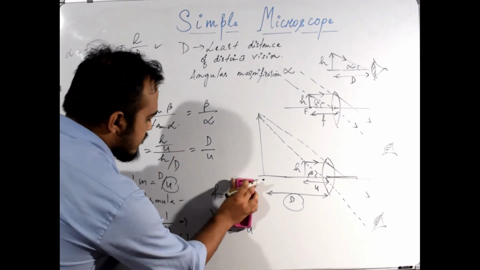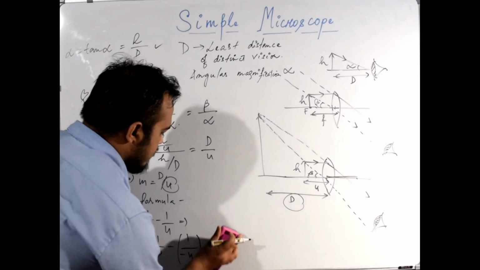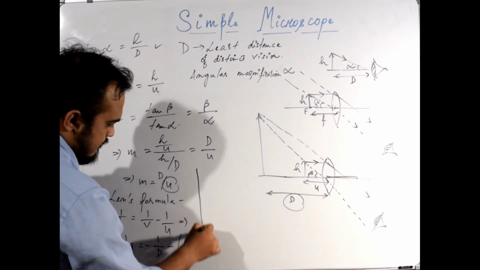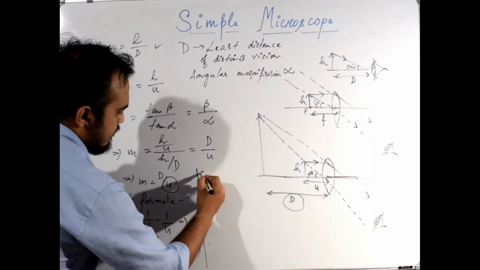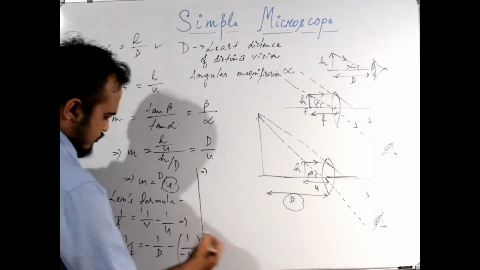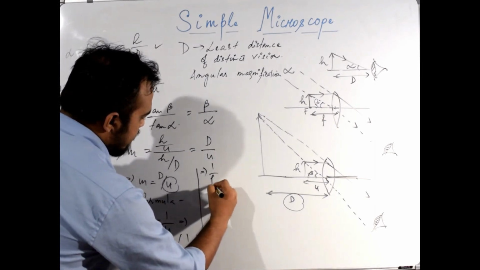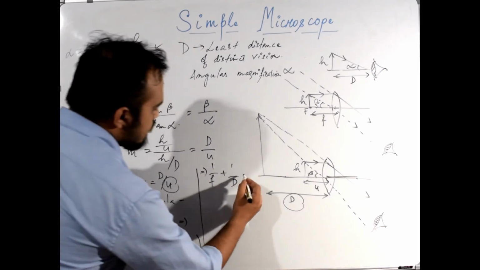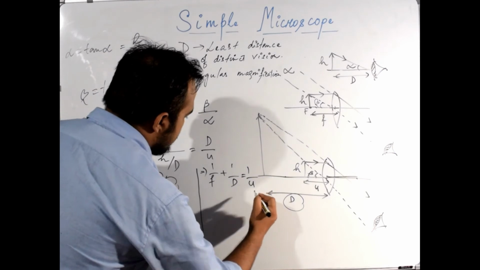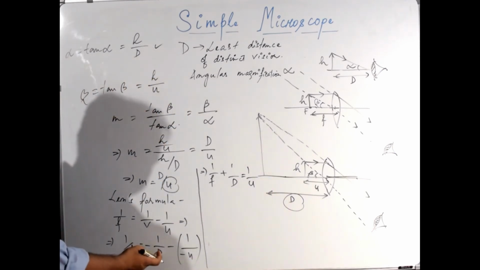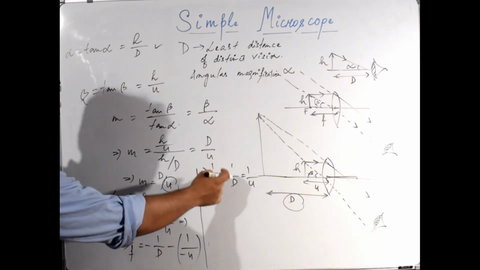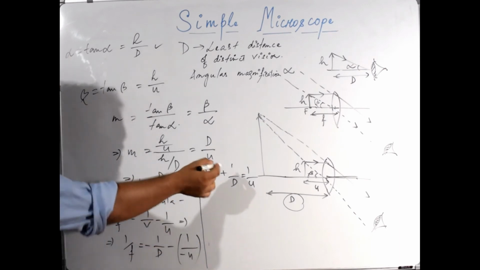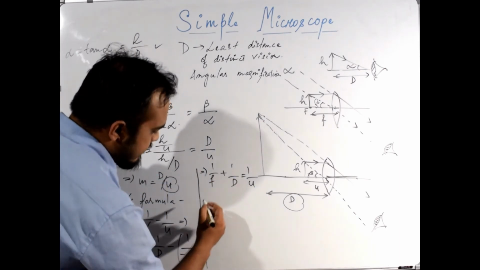So this can be written as 1 by f plus 1 by d is equal to 1 by u, because this term, if you take it towards this side, will be plus 1 by d, and this will be plus 1 by u is equal to 1 by f plus 1 by d.